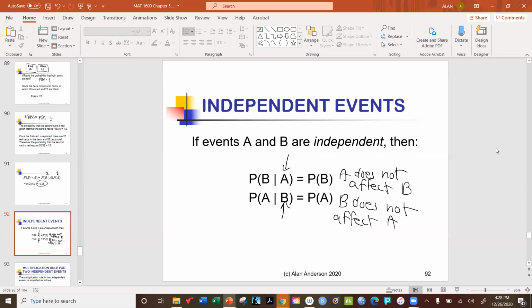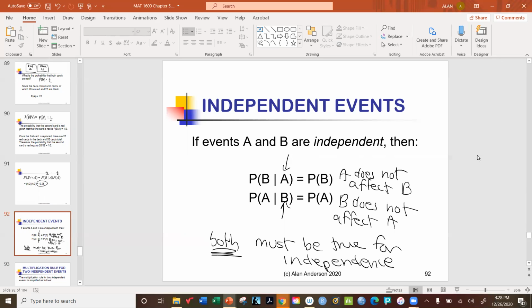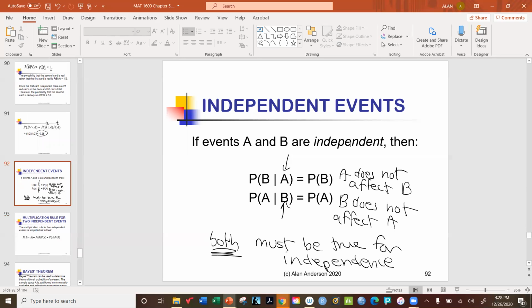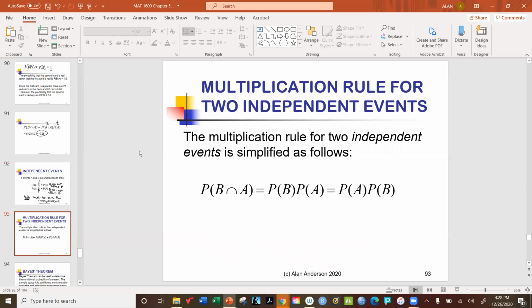So in order for two events to be considered independent, both of these conditions must be true. Okay, one is not good enough. Both must be true for independence. If one or both of them are false, then the two events are not independent. Now, why is this important? Because now we can define a simpler version of the multiplication rule.